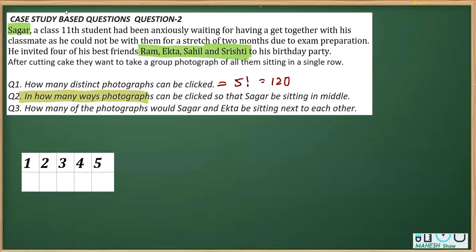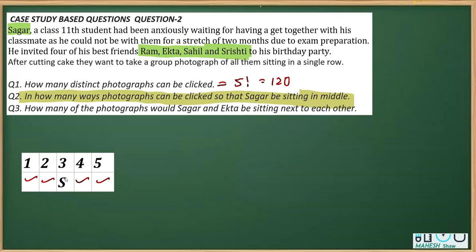In the next part, it says, how many ways can photographs be clicked so that Sagar is sitting in the middle. So the middle position, say this is Sagar, Sagar is sitting over here. After fixing Sagar, we are left with four different slots, the chairs or places where these four people can swap and exchange their positions.